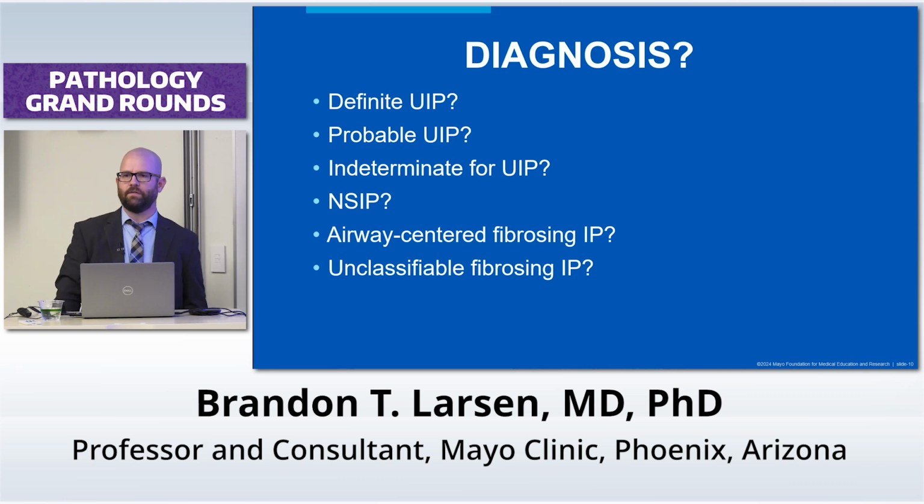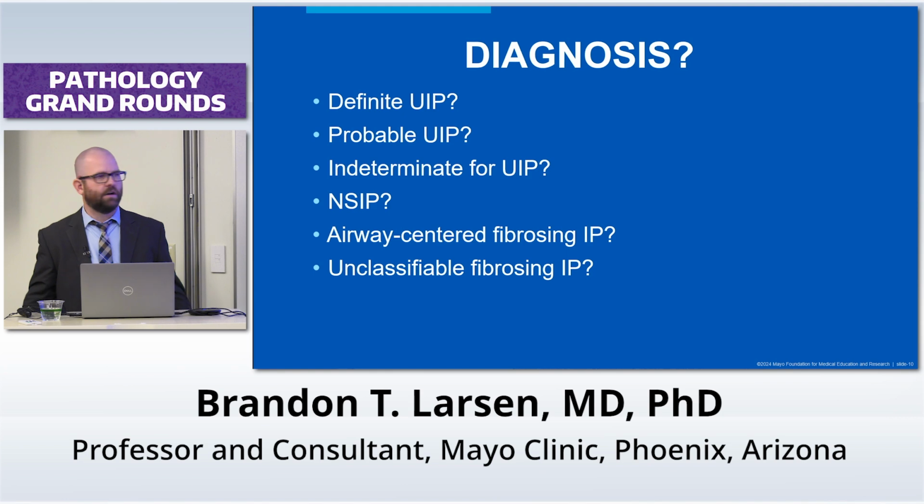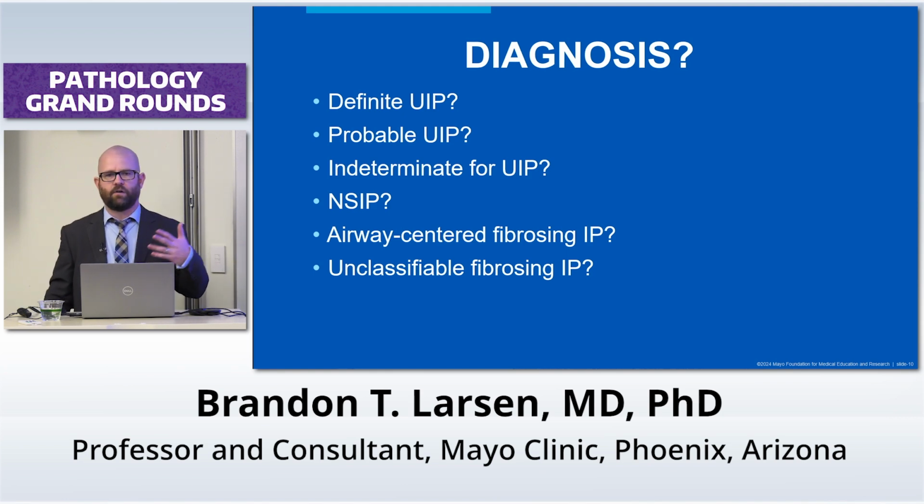What would you call this by current criteria? Is this a definite UIP pattern, usual interstitial pneumonia, like we teach in training? Is this a probable UIP pattern? Is it indeterminate based on current criteria? Would any of you call this NSIP or airway-centered fibrosing interstitial pneumonia? Or maybe this is just unclassifiable.